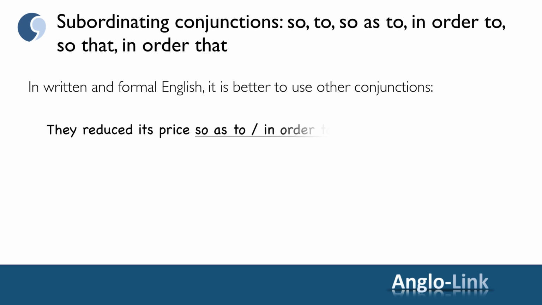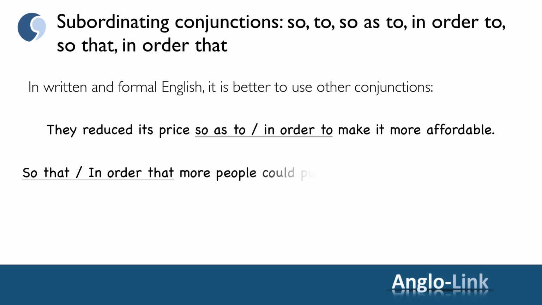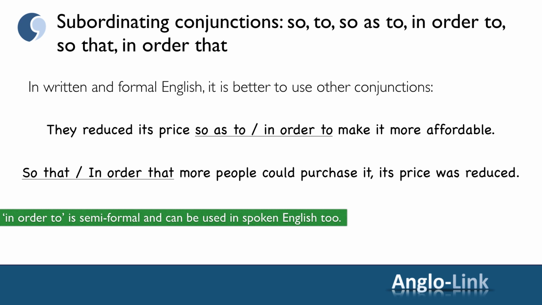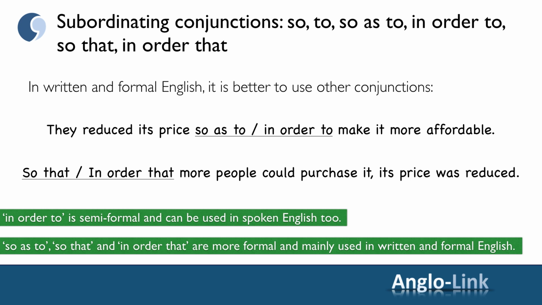They reduced its price so as to make it more affordable, or they reduced its price in order to make it more affordable. You can start with these. So that, or in order that more people could purchase it, its price was reduced. In order to is semi-formal and can be used in spoken English too. So as to, so that, and in order that are more formal and mainly used in written and formal English.